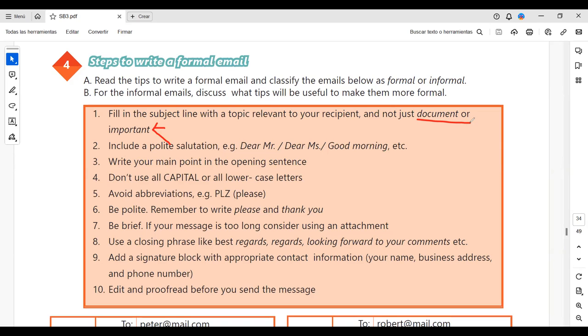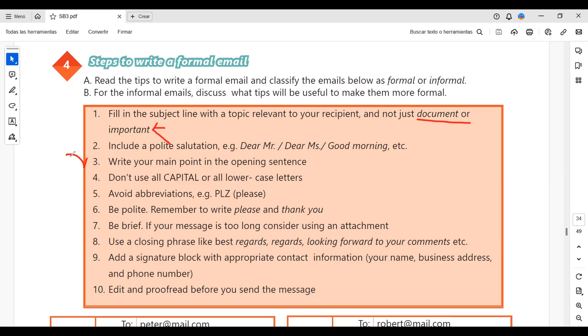And then it says number two, it is something that you have already used in your emails. It says include a polite salutation, the greeting. You did it. You said good morning. You said dear. Y luego vamos a utilizar el to whom, right? It may concern. Number three, it says write your main point in the opening sentence.